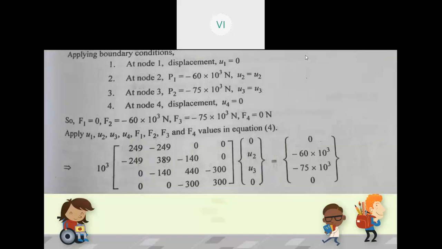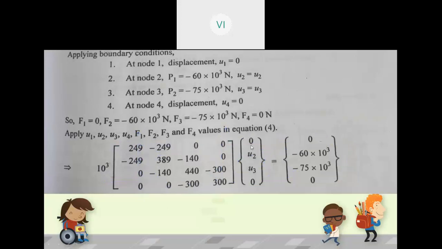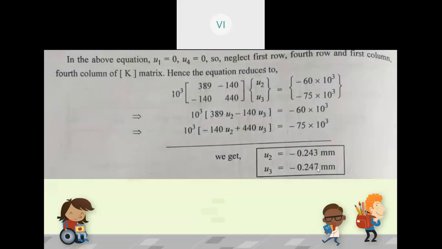So node 1 and node 4 are fixed, so U1 and U4 are zero. The first and fourth rows and columns will be cancelled. So we have only the values for U2 and U3. We find the matrix solution by using a calculator, and we get the answer for U2 and U3.